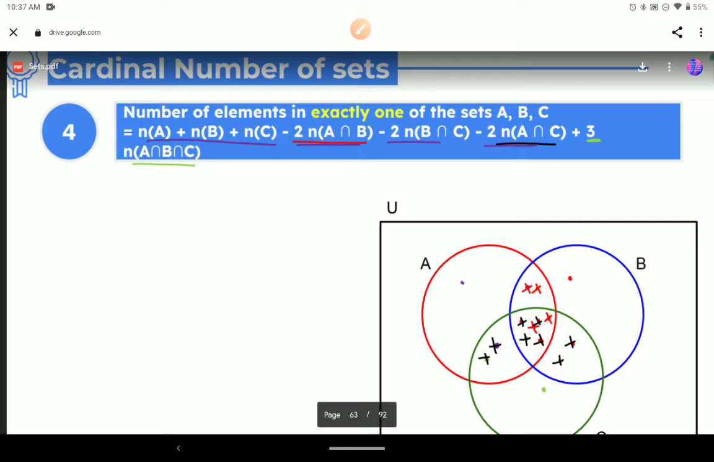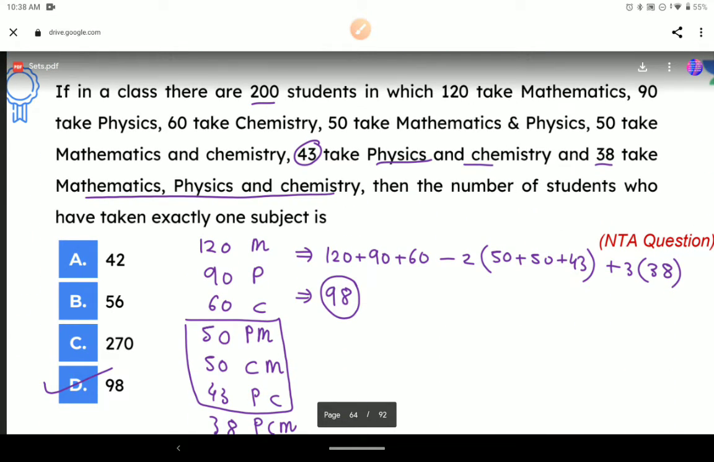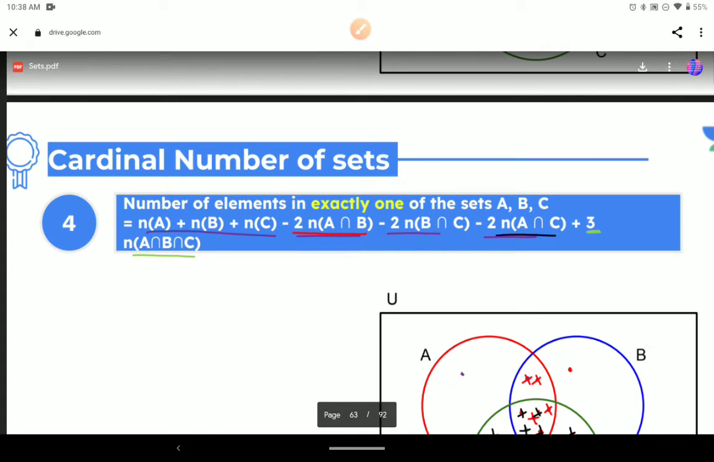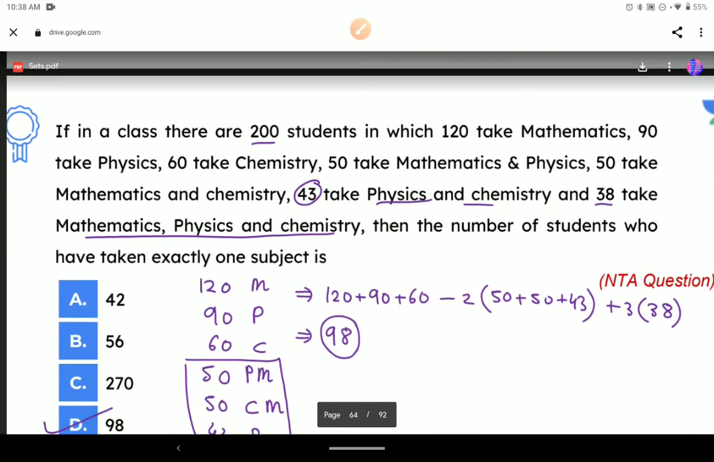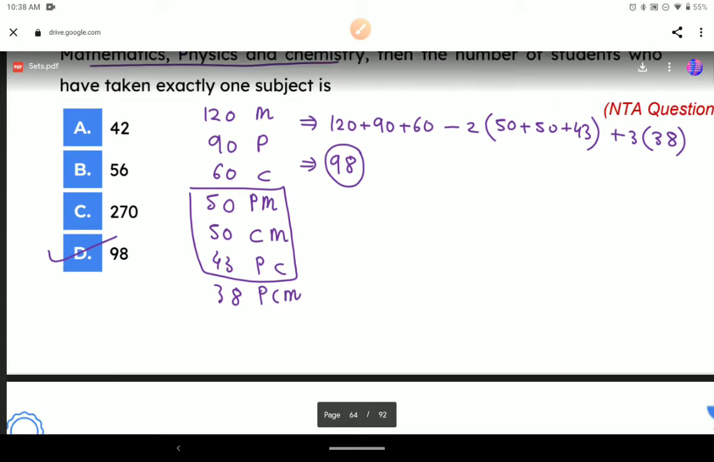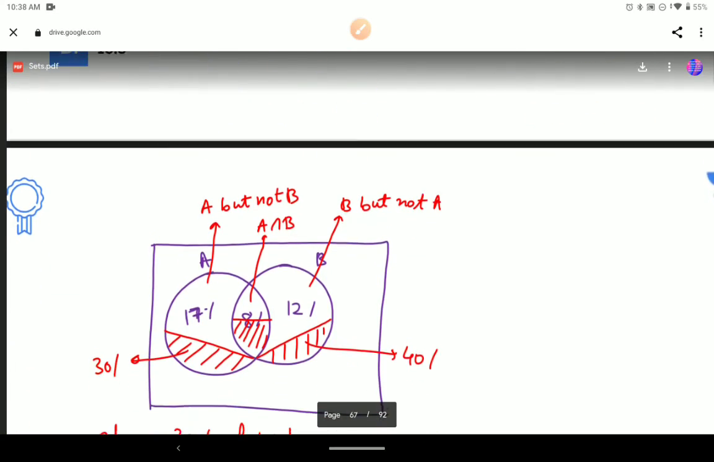This is the formula. See here, in the question some data was given, and then we were asked the number of students who have taken exactly one. What is the formula for exactly one? See here, n of A plus n of B plus n of C minus 2 common, minus 2 sigma n of A intersection B plus 3 into n of A intersection B intersection C. Which is n of A, which is 120, plus 90 plus 60 minus 2 into 50 plus 50 plus 43 plus 3 into 38, which results in 98. So in this way, these cardinal number of sets questions are all the same.